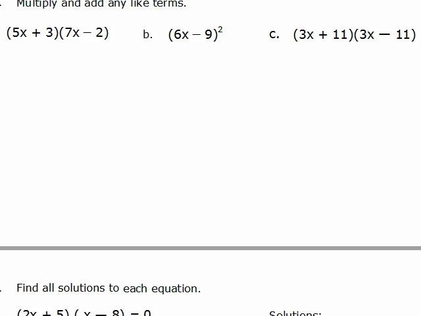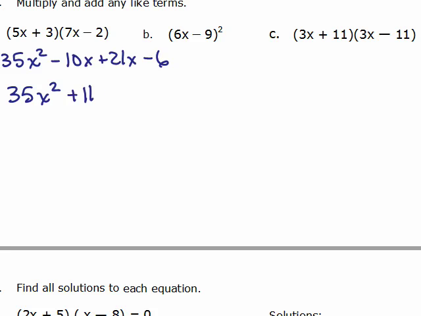All right, multiply and add like terms. There are different ways you can do these problems. I'm going to use the FOIL method on the first one. So we've got 5x times 7x, 35x squared. First, outer, minus 10x, inner, plus 21x, last, minus 6. So, okay, we have 35x squared plus 11x minus 6 for this first one.